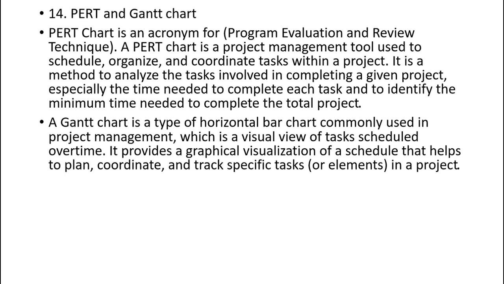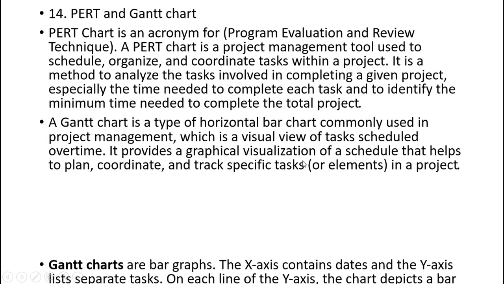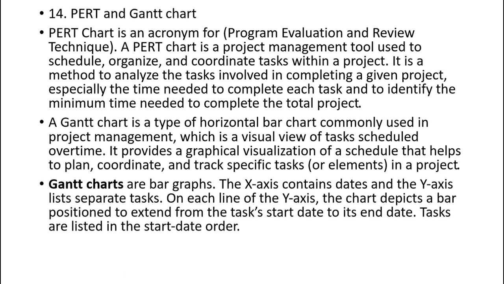A Gantt chart is a type of horizontal bar chart commonly used in project management, which is a visual view of tasks scheduled over time. It provides a graphical visualization of a schedule that helps to plan, coordinate, and track specific tasks in a project. Gantt chart is a bar graph. The x-axis consists of the dates and the y-axis the separate tasks.